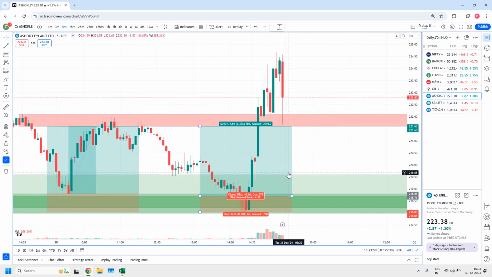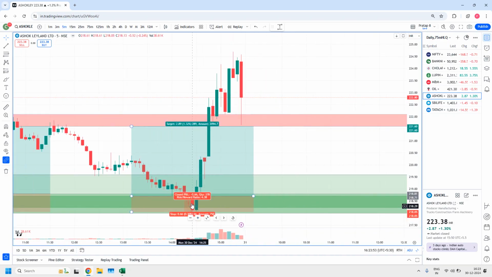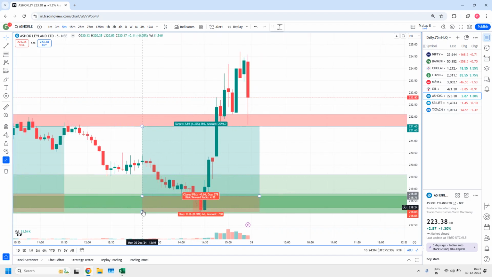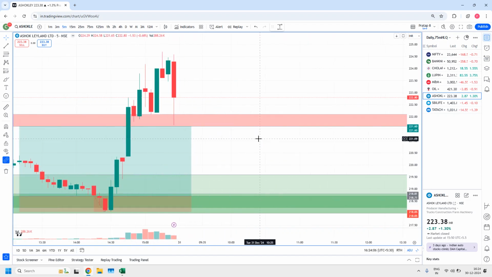Okay. But have you observed? This time the 5-minute zone is violated. But the prices are within the stop buffer. Exactly at the stop buffer area, prices reached.